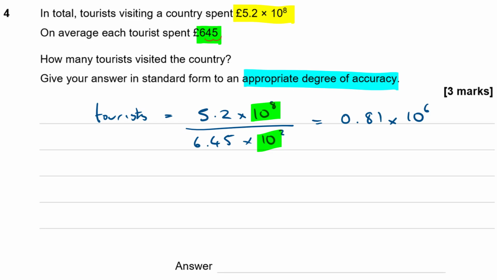Now that number isn't quite in standard form. It's 0.81. The number part needs to be a number between 1 and 10. So rewrite that as 8.1. But then I need to adjust my exponent by 1 as well. So it's going to be 8.1 times 10 to the power of 5.